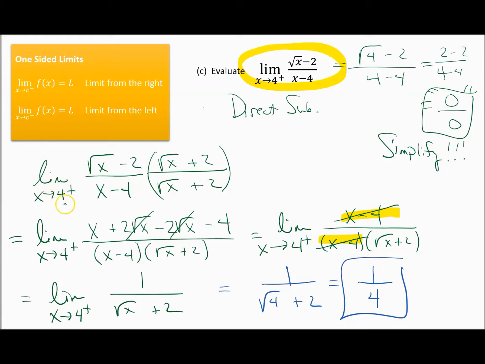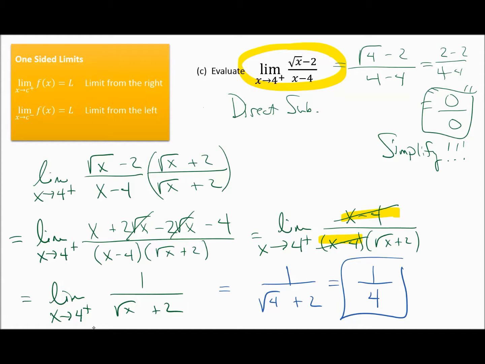Now this one was not defined at that point, yet I found a function that was defined the same as the original function except at that one point. And we have a theorem that says it is okay to plug directly into that. Which brings me to the next problem.